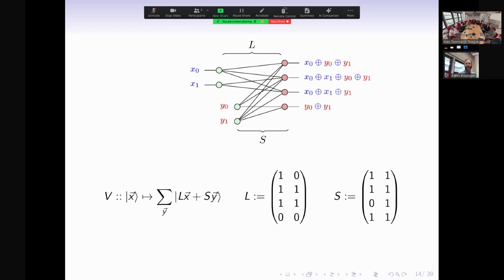So this is the X biased representation. If I want to know something about the X side of my CSS code, I'll use this representation. Or I can flip to the other one and say, I want to know something about my Z stabilizers and logicals. I'll flip to the other representation. And they're always linear algebraic perps of one another, right? So they're kind of orthogonal in a certain sense to one another, in the same way that in CSS codes, the subspaces are orthogonal to each other.